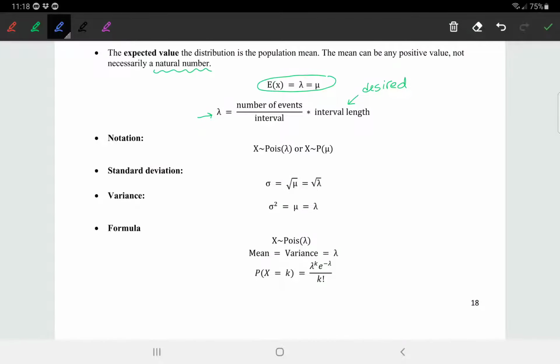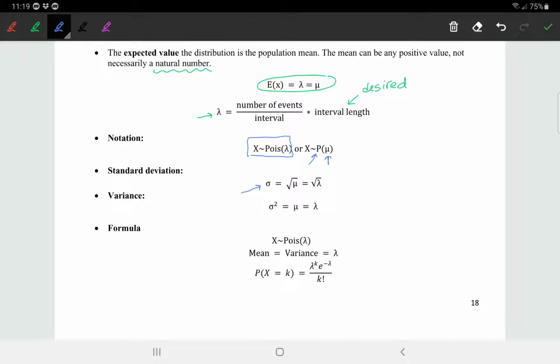All right, so there's a couple ways we can notate this. I prefer the first notation, that x follows the Poisson with lambda. Sometimes they will just say P of mu. The standard deviation is always the square root of what is expected. Okay.